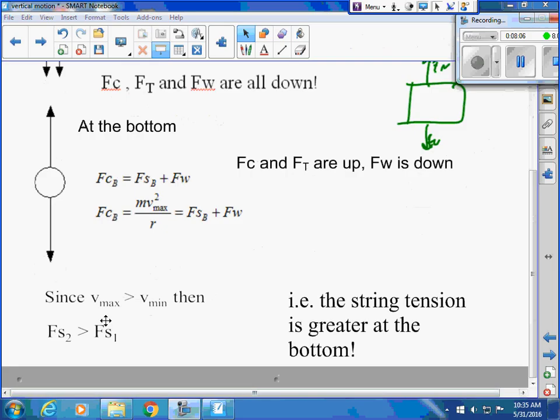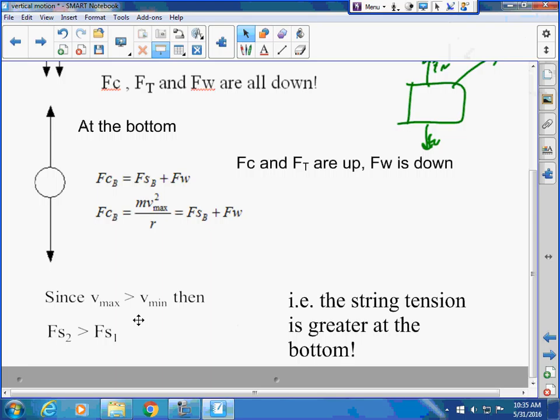Since V max is greater than V min, the string force at the bottom is greater than the string force at the top, and it would appear that I've changed my description here. So Fs bottom is greater than Fs top, string force. In other words, the string tension is greater at the bottom. And we know that intuitively. This is sort of a mathematical proof of that.